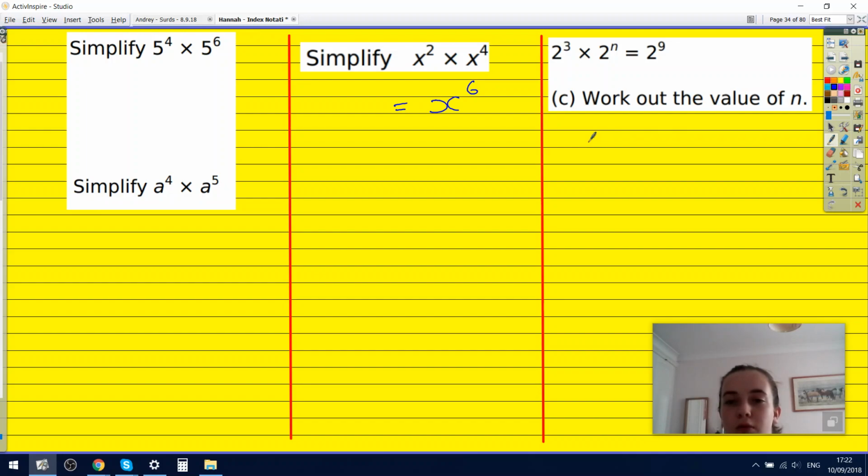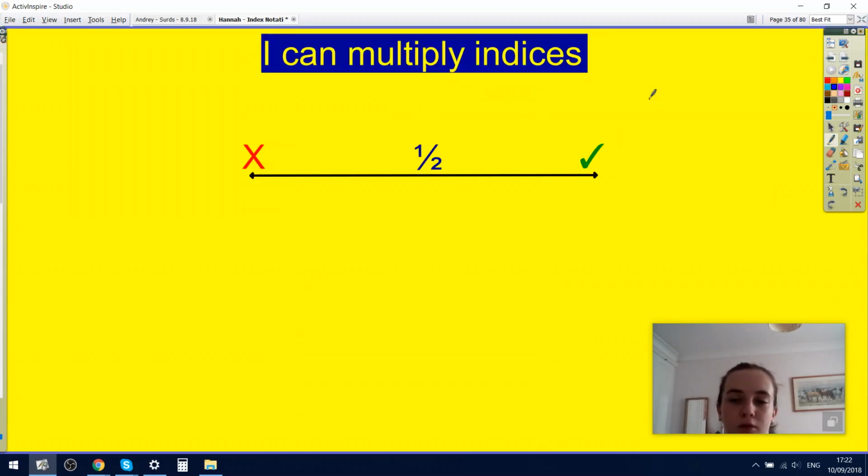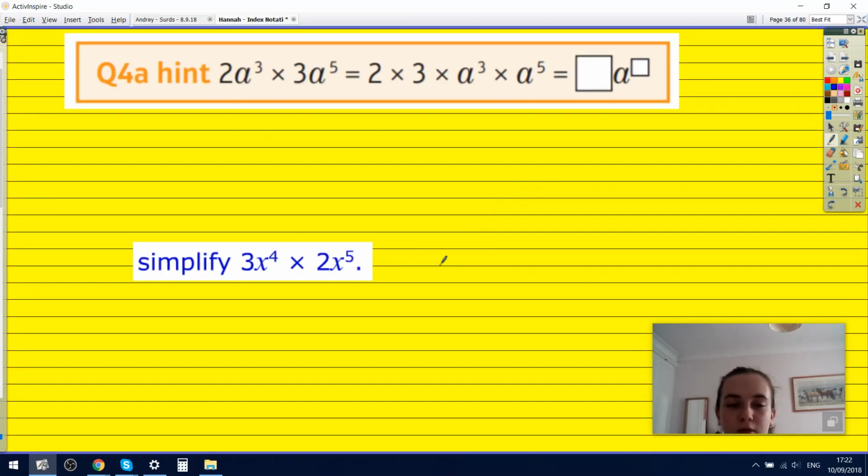Oh, 2 to the 6. Yeah. So 6. I can multiply indices. Tick. Okay, let's try the top one. So 6 to the 6, a to the 8. That's it.